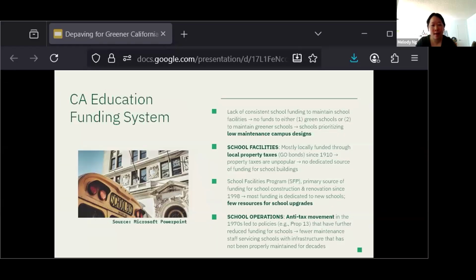State school funding system. So insufficient education funding has also prevented schools from maintaining schools at their existing levels, let alone having the means to maintain greener campuses. First of all, school greening projects rely largely on funding reserved for school facilities improvement projects. However, school facilities have never been provided dedicated funding through state or local budgets. Since around 1910, school facilities have relied mostly on local property taxes that must be approved by voters, meaning bond financing for infrastructure projects, but which voters are often reluctant to approve because they are taxes.